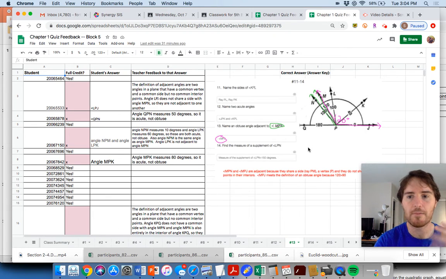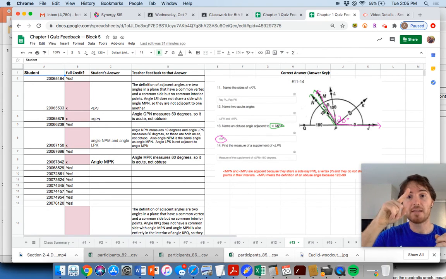So this one here is kind of like multiple things you need to think about. So we have here MPN, and that's a 10-degree angle. So adjacent would be sharing a side, right? Right next to is kind of the way that you think of the word adjacent. Oh, what's the building adjacent to that one? Well, that's the building right next to it, and ideally it also shares a side of the building. Think of that. Anyways, NPM is a 10-degree angle.